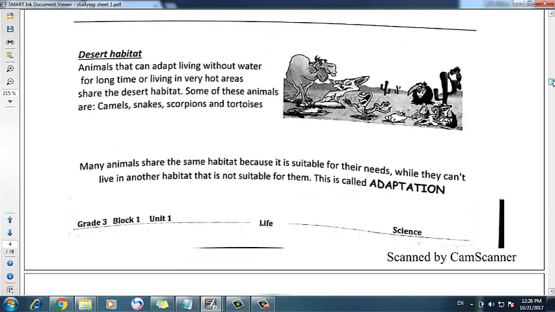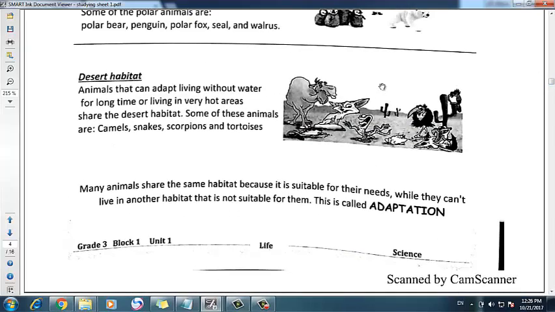Another habitat is the desert habitat, a very hot habitat full of sand. Animals that can adapt to live without water for a long time or live in a very hot area share the desert habitat. Some of these animals are camels, snake, scorpion, and tortoise. And even the cactus plant.